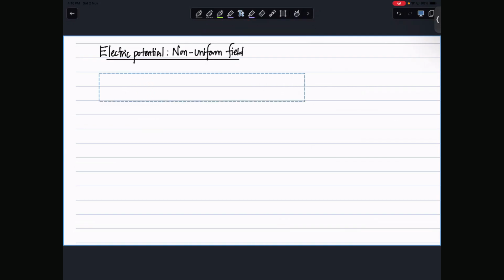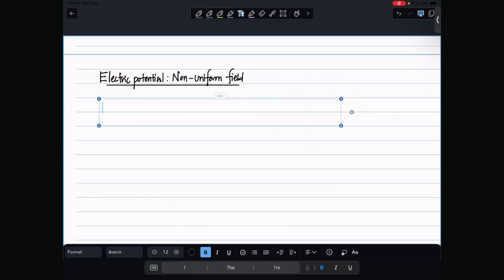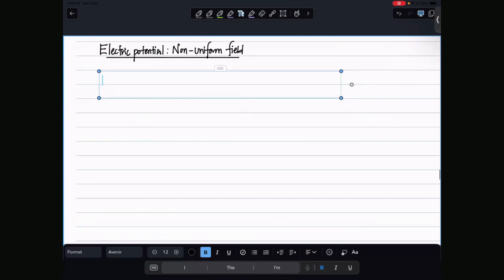But this leads to a complication. What is it? For the gravitational field, the force was only what in nature? Attractive, right? But in an electric field, what can the force be? Both attractive and repulsive, right? So should we have a minus here, or can it be plus or minus? Plus or minus. Okay, so the formula is going to have both signs.